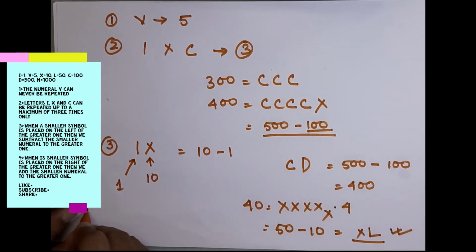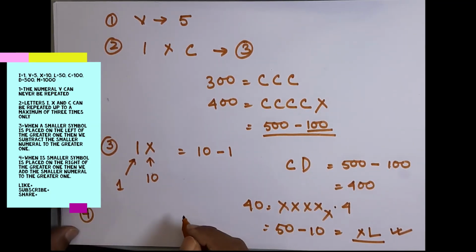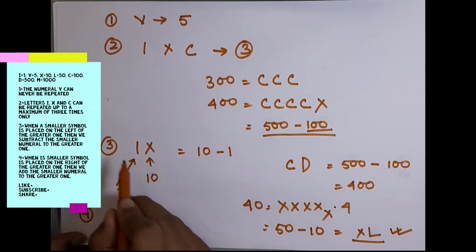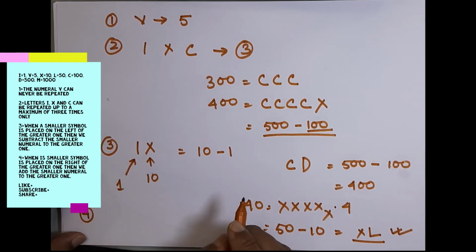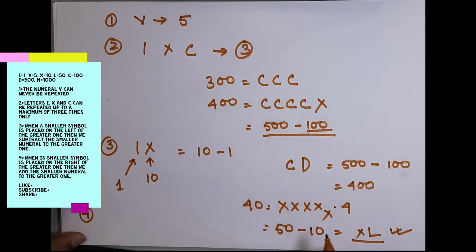Now what does rule number 4 say? It says that when the smaller one is on the right side, it is as good as addition. The smaller one, when it is on the left side, is as good as subtraction as per rule number 3, and rule number 4 says it is as good as addition when the smaller one is kept on the right side of the bigger Roman numeral.